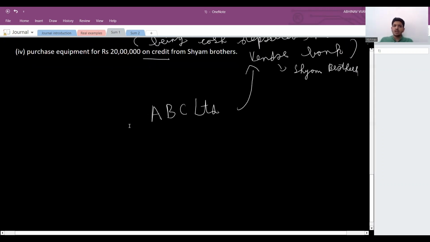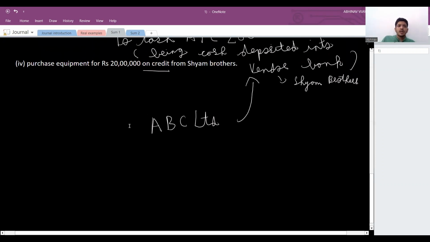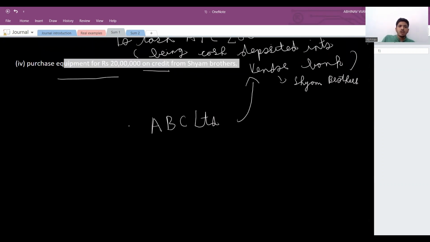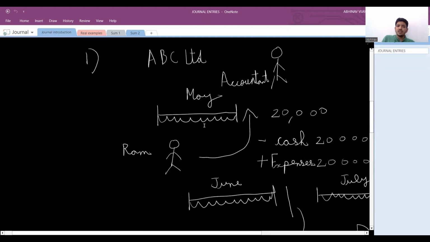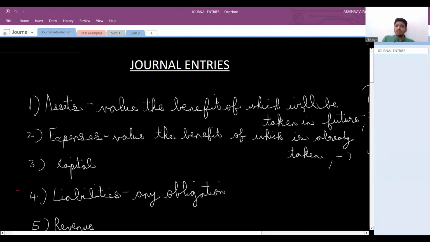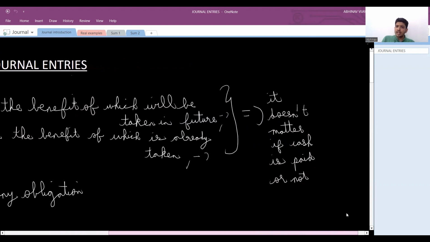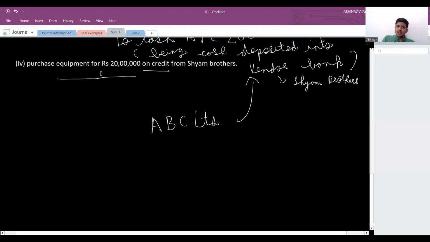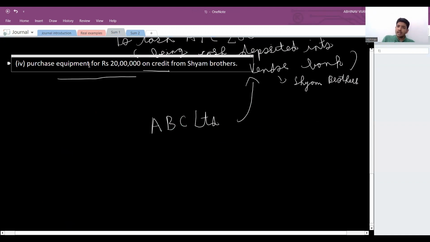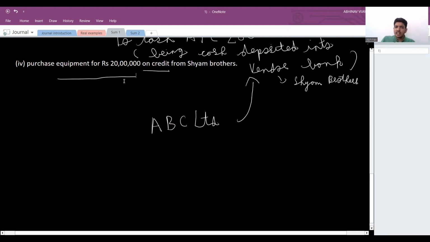Again, let's break it down and use the logic. Purchase equipment for 2 lakhs. What is the definition of an asset? Value, the benefit of which will be taken in the future. It doesn't matter if cash is paid or not. So as per this definition, equipment is purchased, and the benefit of the equipment's value can be taken in the future. It doesn't matter if cash is paid or not, it is still an asset.